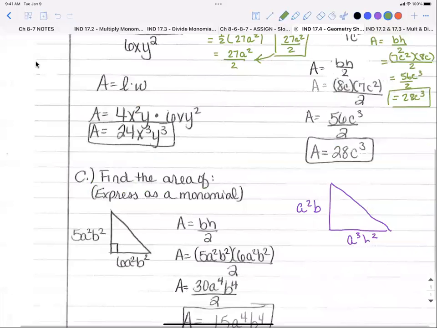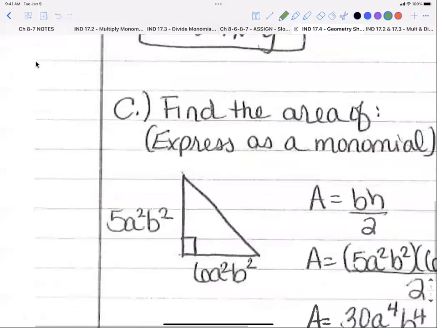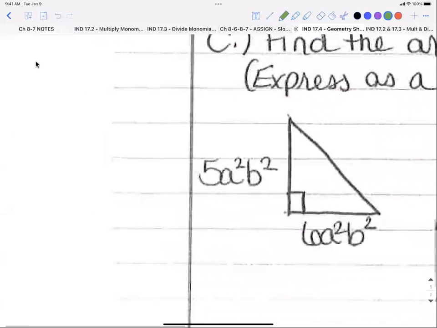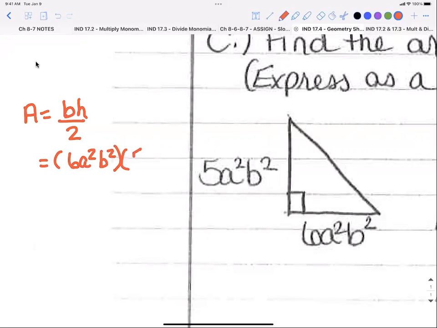Let me do one more example. Actually, we're going to do 2 more examples. Sorry. So this is example number 3. And again, I'm going to go ahead and use the base times height over 2. Okay. So base is 6a squared b squared times the height, which is 5a squared b squared, all over 2.